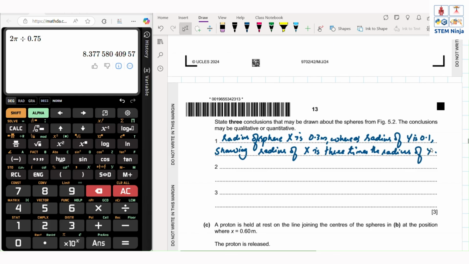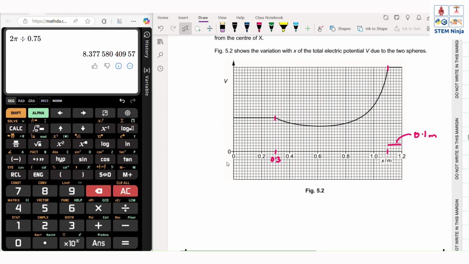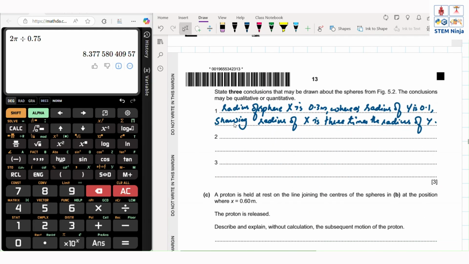Okay, now the signs of the charges. They both have the same sign of charges. X and Y are carrying the same sign of charges.